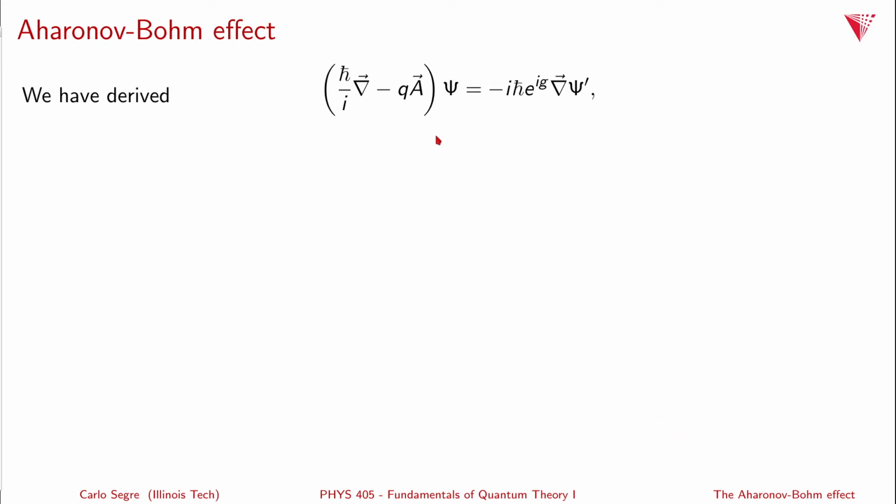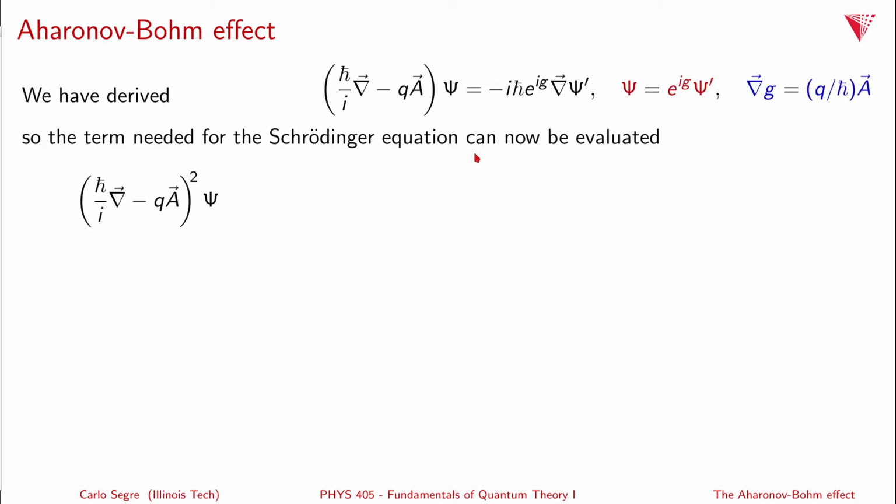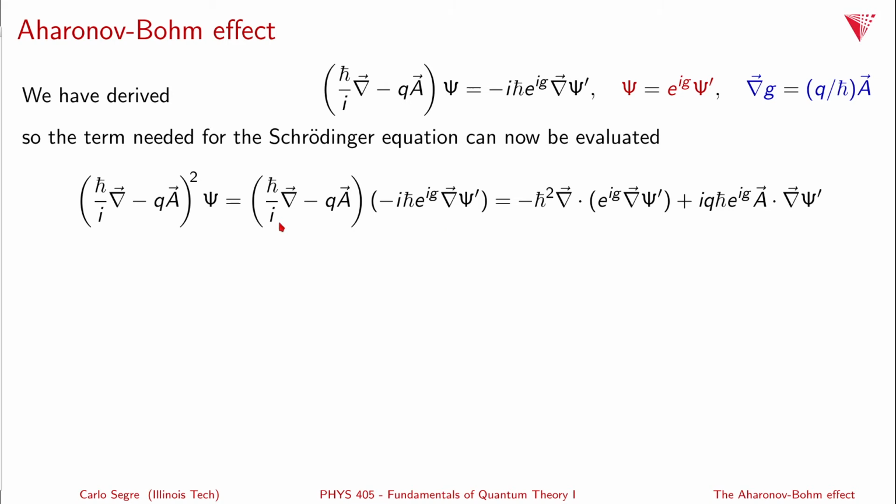And now we have to apply it a second time. So we're applying this a second time to this value, and we get the following. So we get minus ħ squared del dot e to the ig gradient of psi prime. This is the divergence of e to the ig times the gradient of psi prime. And then we have i qħ e to the ig A dotted into the gradient of psi prime.